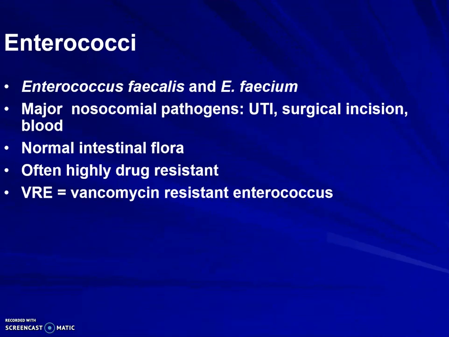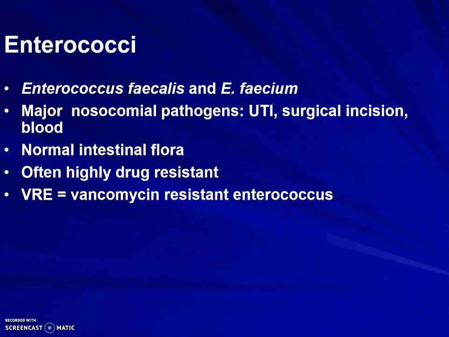Okay, moving on to Enterococci. In particular, we have 2 here, Enterococcus faecalis and Enterococcus faecium. These are major nosocomial pathogens, meaning hospital-acquired pathogens, so people are immunocompromised, they're sick, and then they're getting this additional infection with these enterococci in the hospital. It's mostly at surgical incisions or as urinary tract infections, most of the time as a result of the use of catheters. You may also end up with them in the blood.